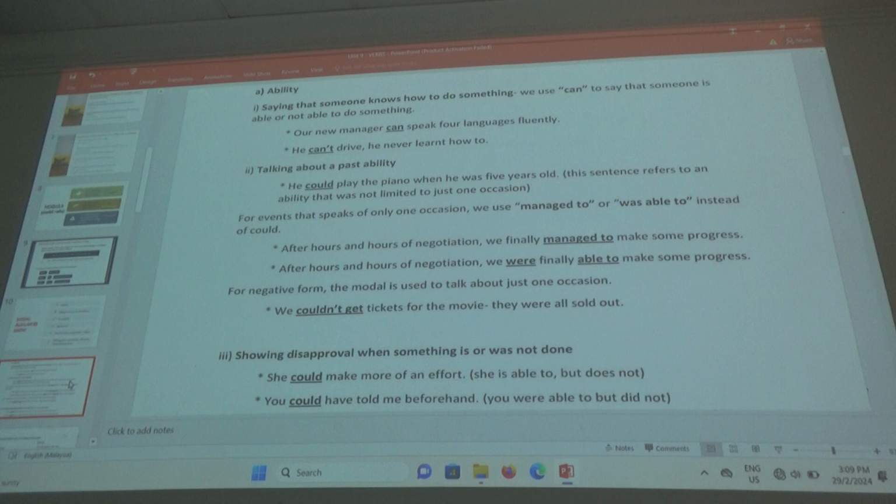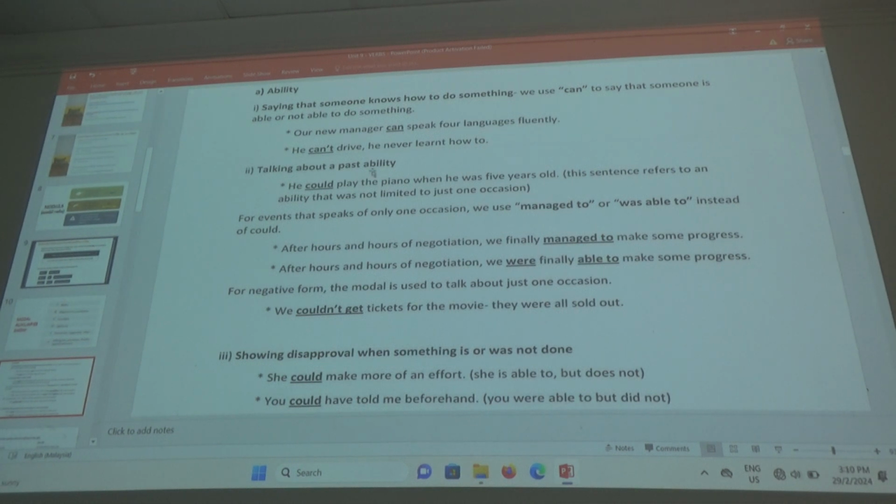If you can do something, you use can. You cannot do something, you say cannot, right? Okay, like the examples here. Our new manager can speak 4 languages fluently. That means he can do this. He can't drive. That means he cannot do this. He never learned how to. Can you follow now? Yes.